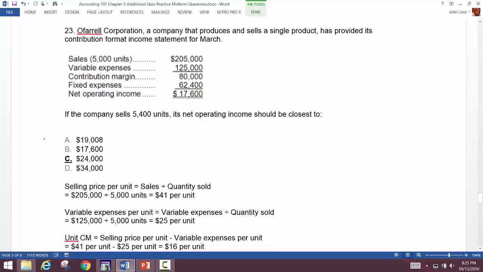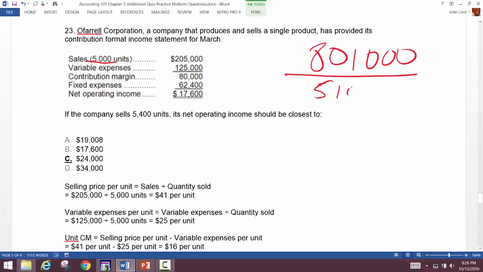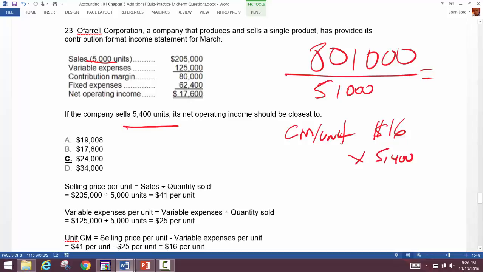Okay. All right, let's look at this one. And they're telling me, well, we've already done something like this, haven't we? Let's just do it real quick. We've got the contribution margin of 80,000 at 5,000 units. That gives me what? That gives me a contribution margin per unit of $16. And then they're saying, well, what if they sell 5,400 units? Okay, just multiply that times the 5,400 units and you get that answer, 24,000.